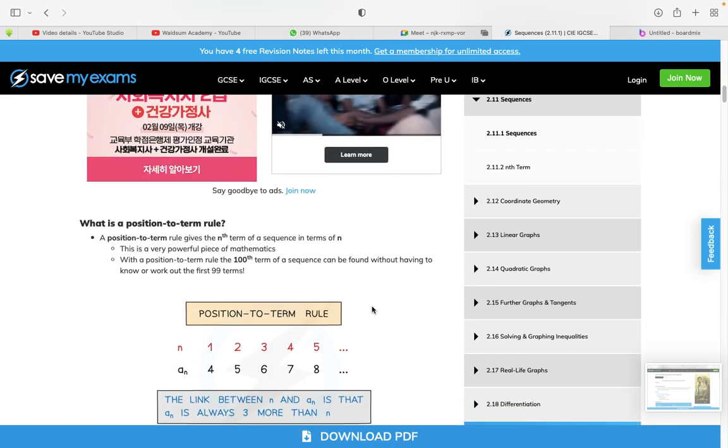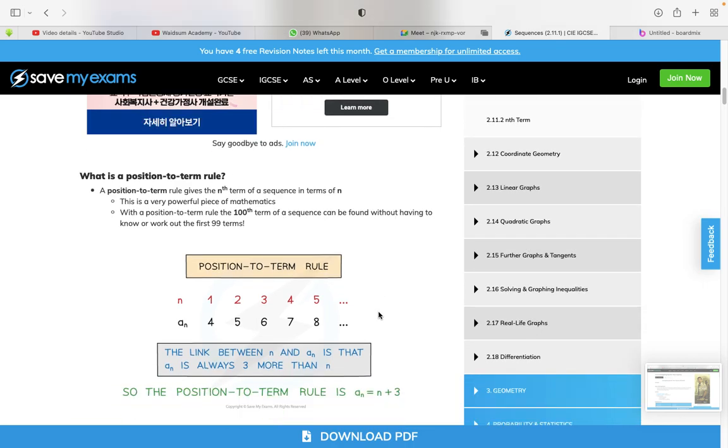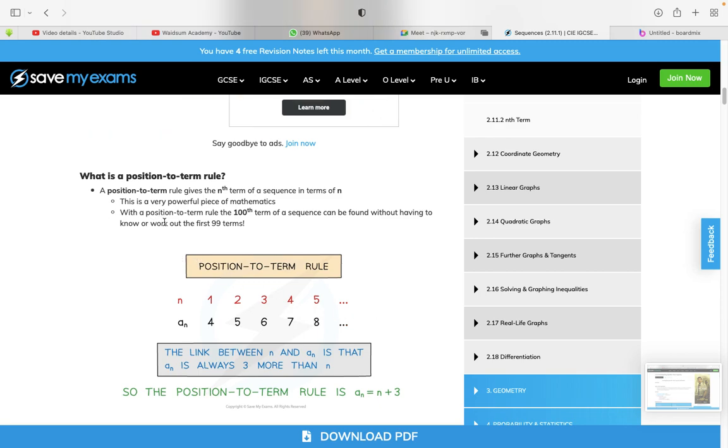Now let's go to what is the position to term rule. Let's take a look at position related to term. What's the rule connecting position and term? We call it the position to term rule. This rule gives the nth term of the sequence in terms of n. Now, this is a very powerful piece of mathematics. Let's take a look at it.